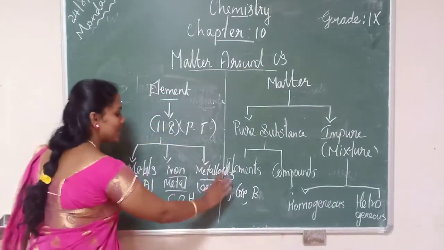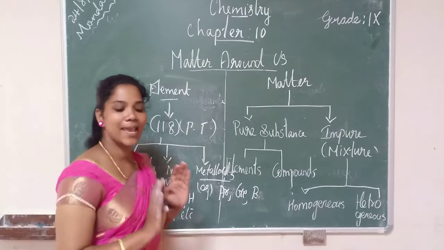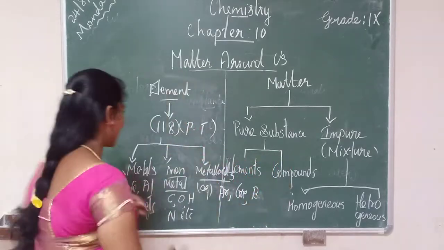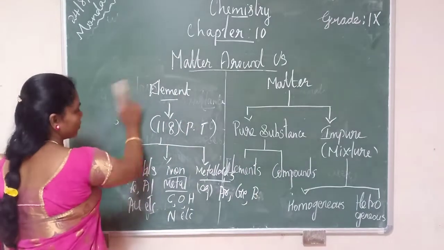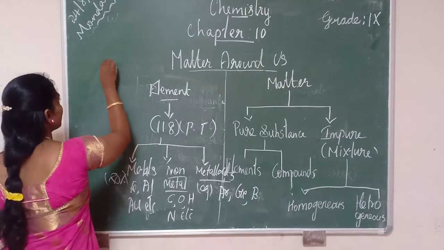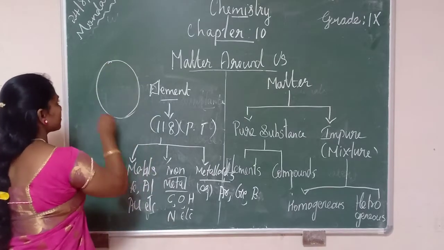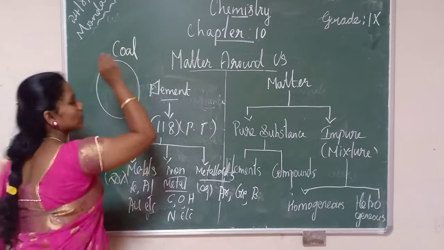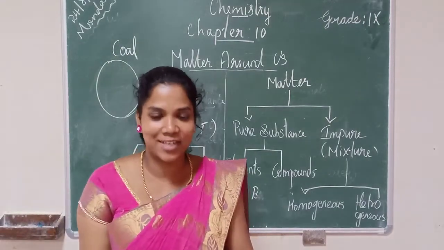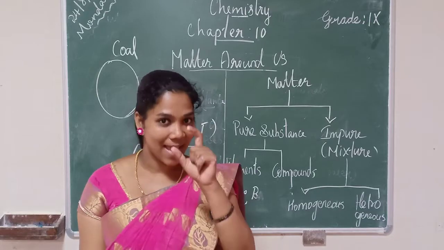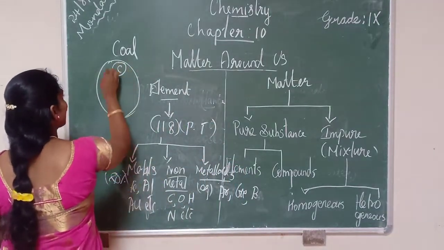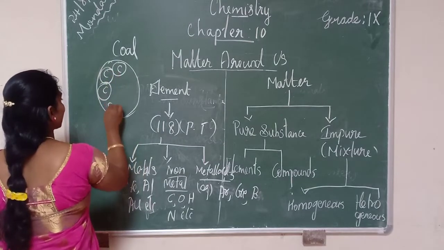See, here all the elements are made up of same kind of atoms. We can see the example. So, for example, if you take coal. You know coal is made up of what? Carbon, isn't it? So take a piece of carbon and analyze the structure, you can see the whole piece contains the repeating units of carbon atom.